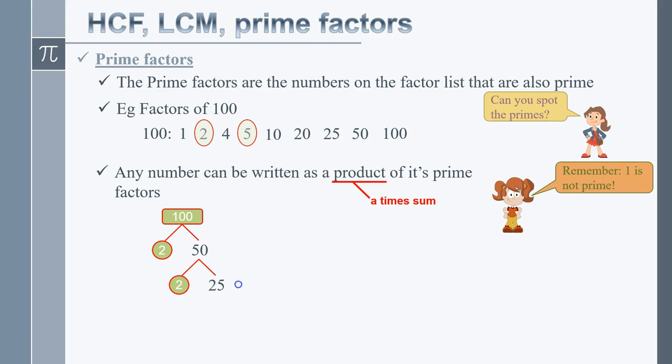And I think I can. I'm going to use 5 and 5. And I've put those in circles because now we've hit 2 more prime numbers. So my prime factors, we said, were 2 and 5, and you can see them here in my tree. So what that means is I can take the number 100 and write it as a product, a sum that involves times. So 2 times 2 is 4, 4 times 5 is 20, 20 times 5 is 100.